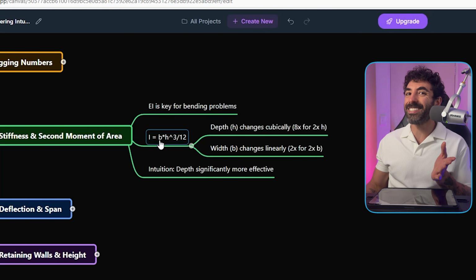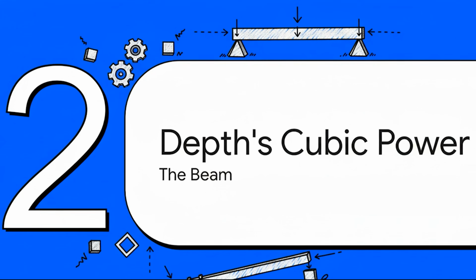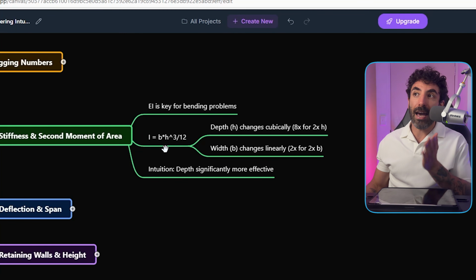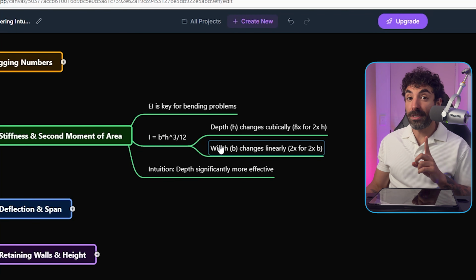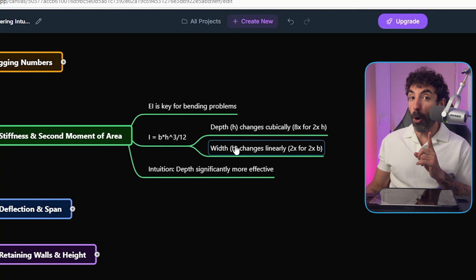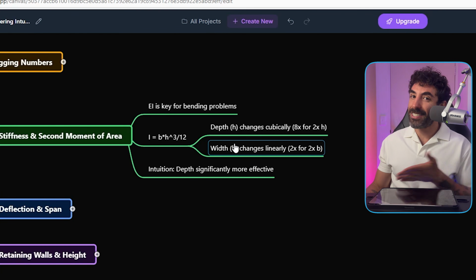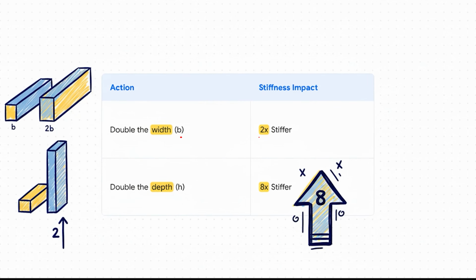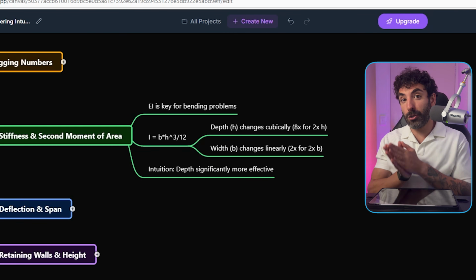The other part is the second moment of area. So let's say, for example, for a solid rectangular section, I equals B h cubed divided by 12. Now, this is where things get interesting. Both B and H affect the result, but they do not affect it in the same way, because B changes linearly, H changes cubically. So if you double the width, I doubles. But if you double the height, I, the second moment of area, goes up by 8 times. And that should immediately tell you something important.